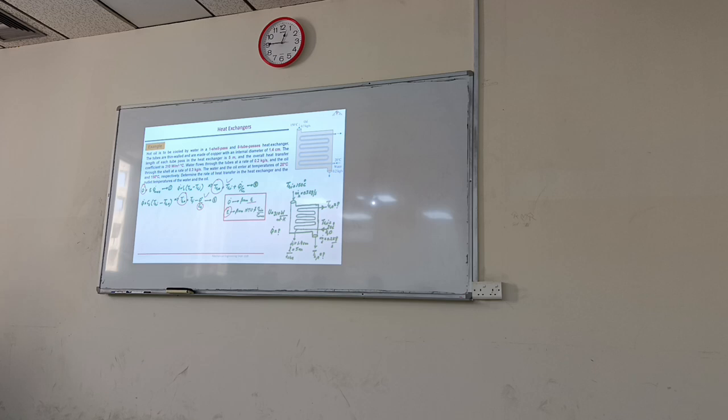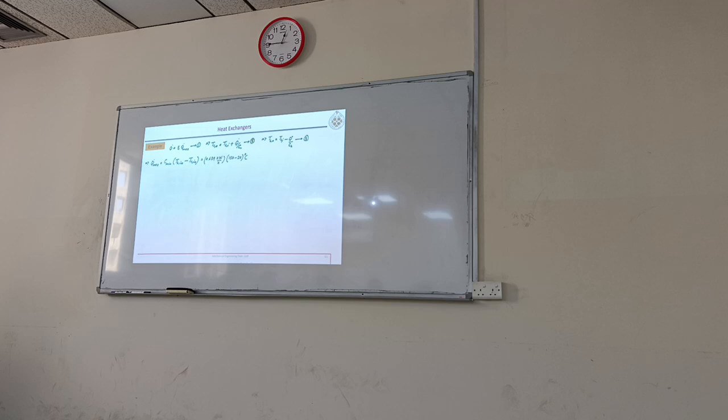Now the products m cp of the hot fluid and m cp of the cold fluid are given: m dot h, cp h for the hot fluid, m dot c, cp c for the cold fluid. Which one is minimum? Now we also know the ratio to be used. Here is Q dot maximum, the maximum possible; the actual will be less than this. It is 83.1 kilowatt.